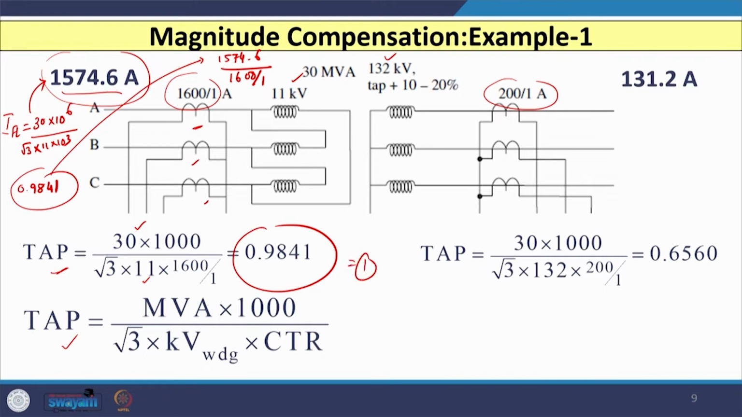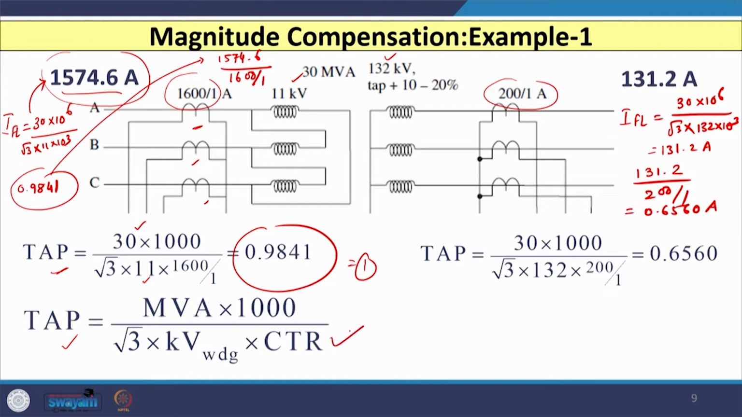Same way on the secondary side, if I calculate the full load current, it is given by 30 MVA divided by root 3 into 132 into 10 raised to 3. If you solve this, you will have 131.2 ampere, and if you transform this current to the CT secondary side, 131.2 divided by 200 by 1, you will have the value 0.6560 ampere. If you use the equation of tap, you will have 30 into 1000, and in the denominator root 3 into 132 into 200 by 1. If you solve this, you will have the value 0.6560, and if you divide these two values, you will have the value 1.